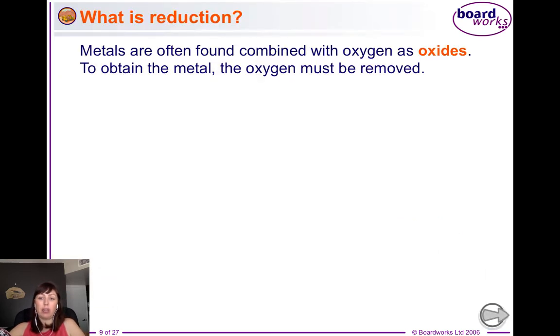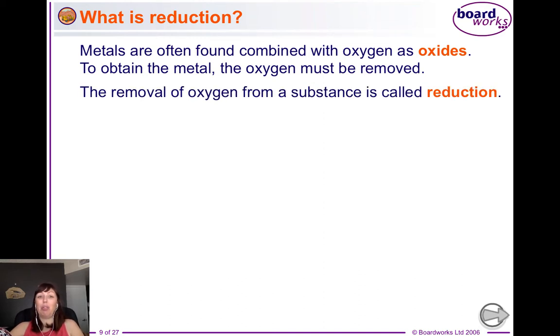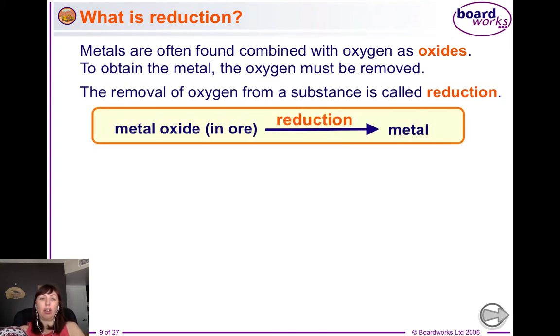Okay, so let's talk about specifically extracting ores from oxides using reduction. Given that metals are often found combined with oxygen as oxides, to obtain that metal, the oxygen has to be removed. And the removal of oxygen from a substance is called reduction, okay? So remember that reduction, OIL RIG, reduction is gaining electrons, so that's losing oxygen, right? Because oxygen is an electron hog. So when you lose oxygen, you are gaining more of your electrons back, and so that's reduction there. So metal oxide in an ore goes through reduction to yield the metal.